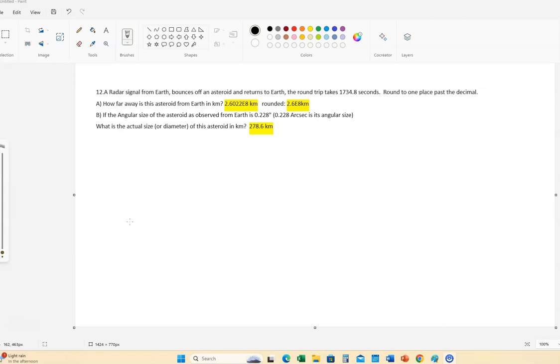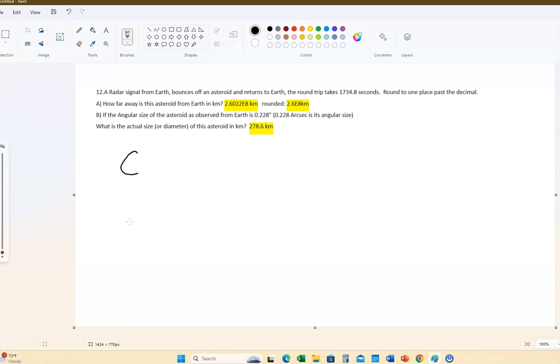So to do that, of course, we're going to use the fact that the speed of light, which is given the symbol c, is equal to the distance divided by the time. Now, the time that they gave us, 1,734.8 seconds, is the round trip time. So the actual time that we want to use in this equation is really half of that. So it's going to be 1734.8 seconds divided by 2.